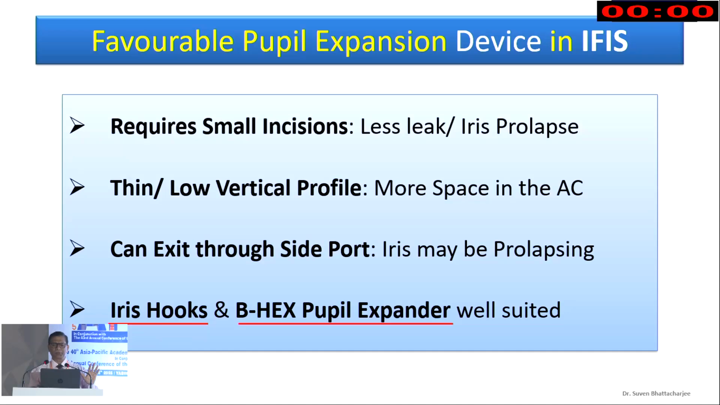So a favorable pupil device in IFIS is one which requires small incisions, has a low vertical profile, and can exit through the side port, and so the iris hooks and the BHEX, I think, serve the purpose pretty well.